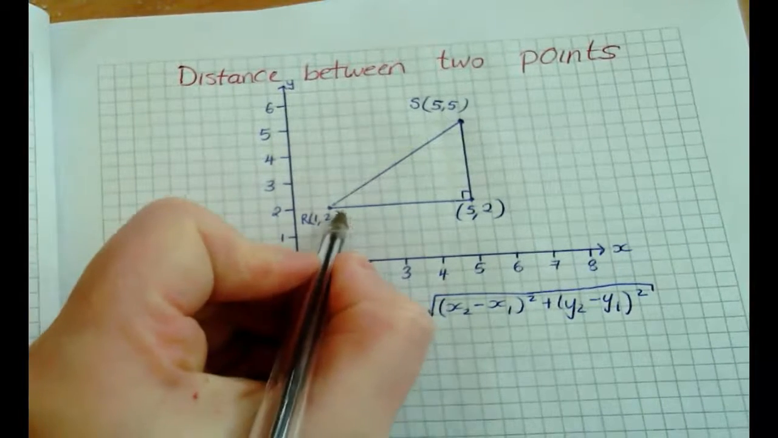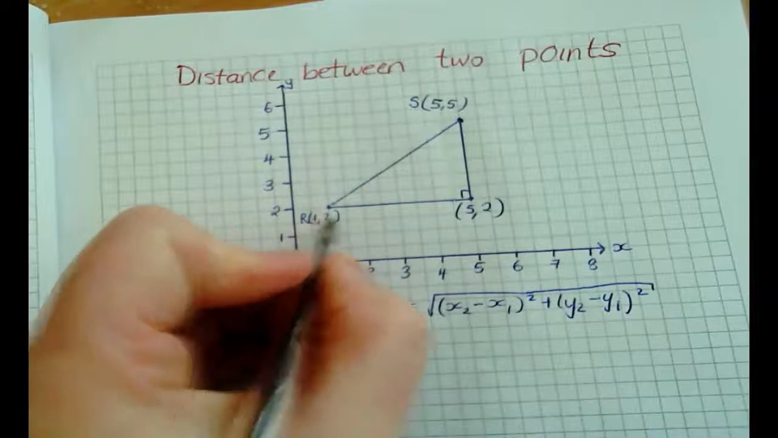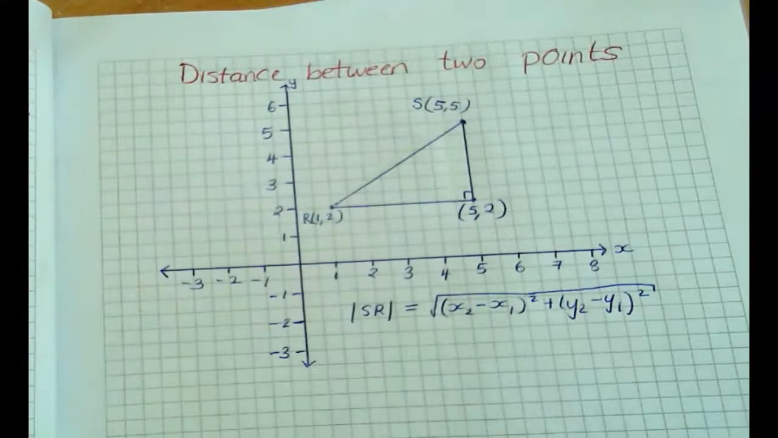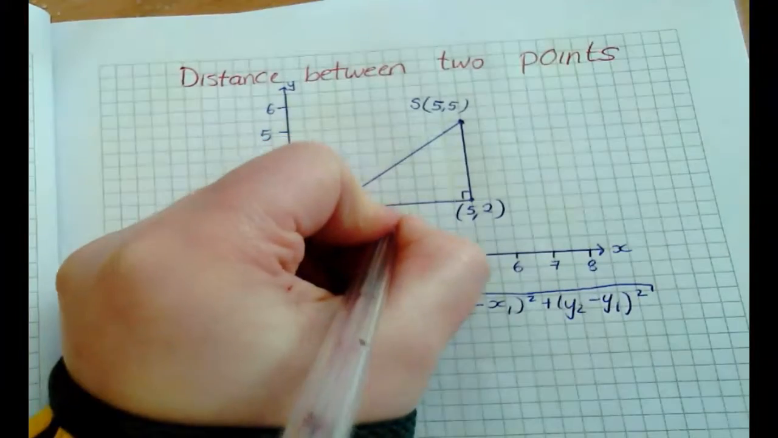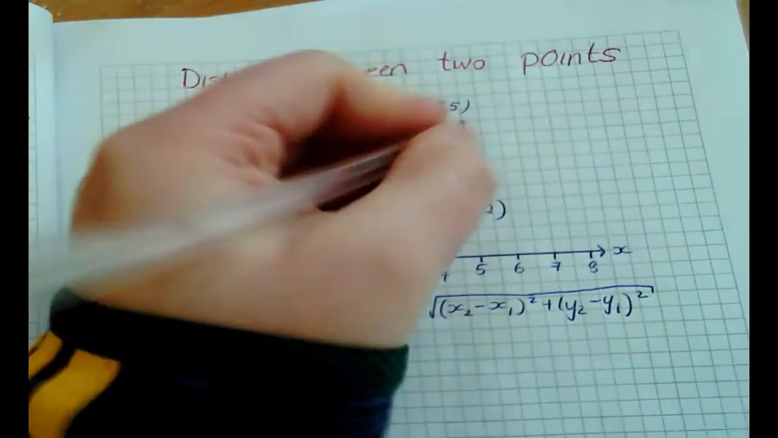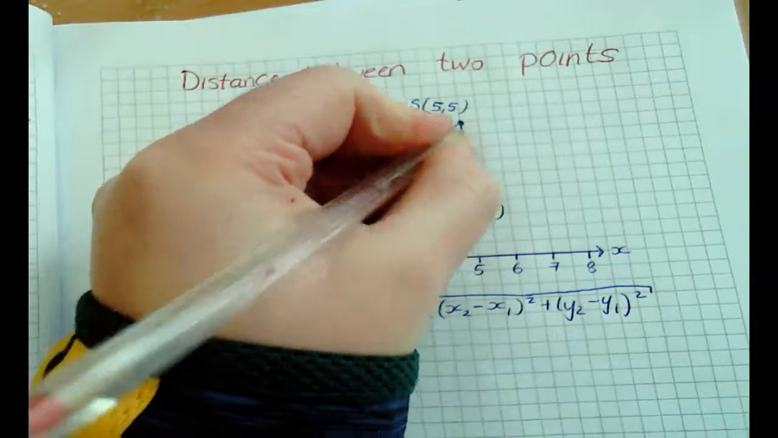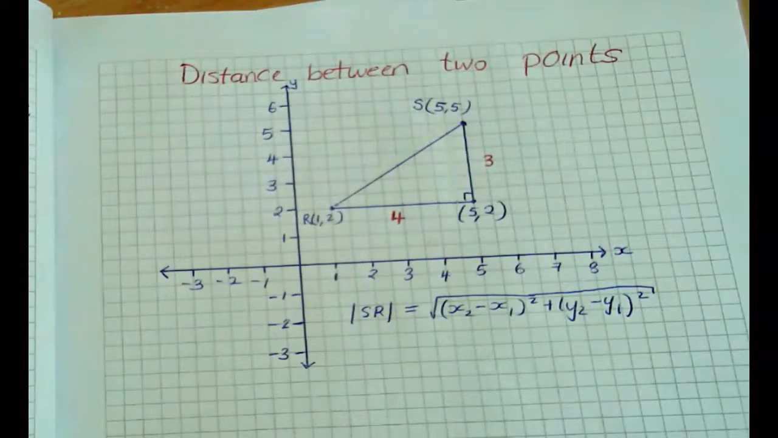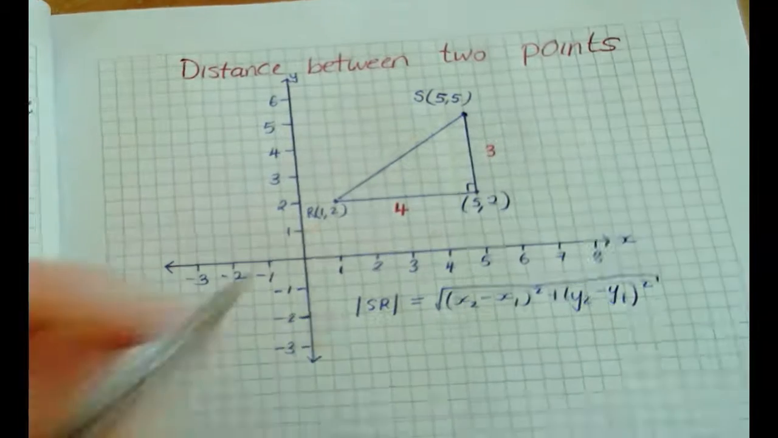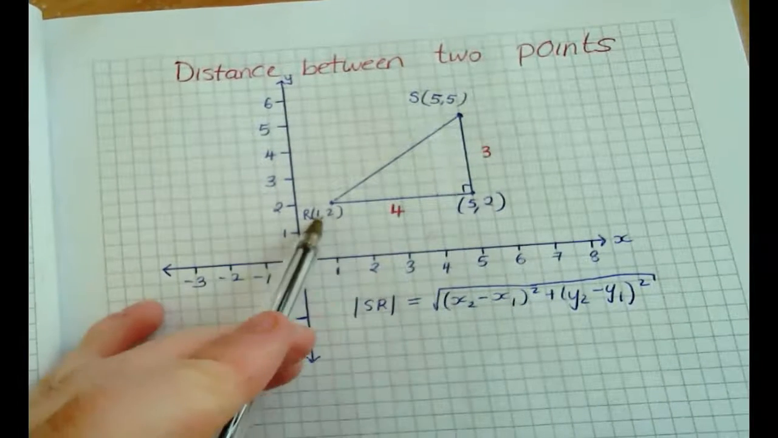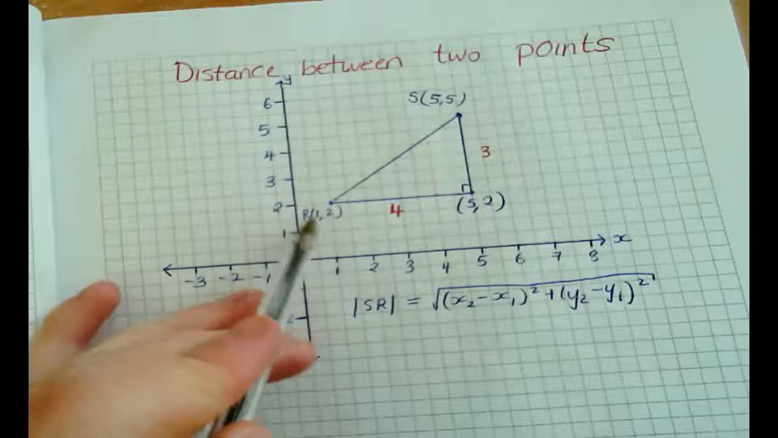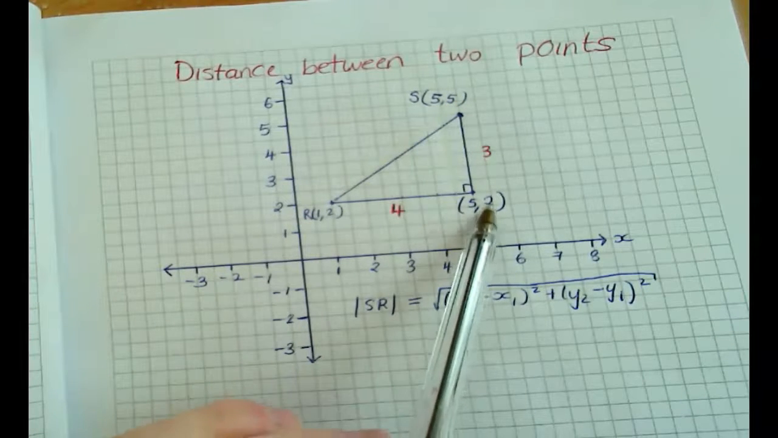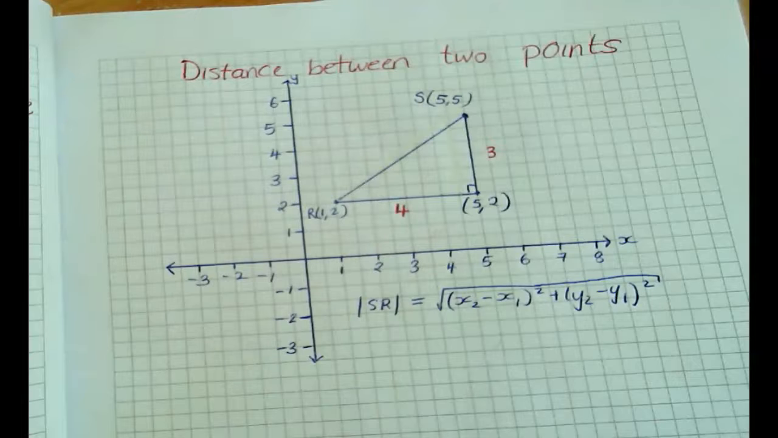So if I count out how many units from here to here, it's 1, 2, 3, 4. So that's 4 units, the length there. And going up, it's 1, 2, 3. Now we know the lengths. I know 5 take away 1 is 4, and on my y's, 5 take away 2 is 3.